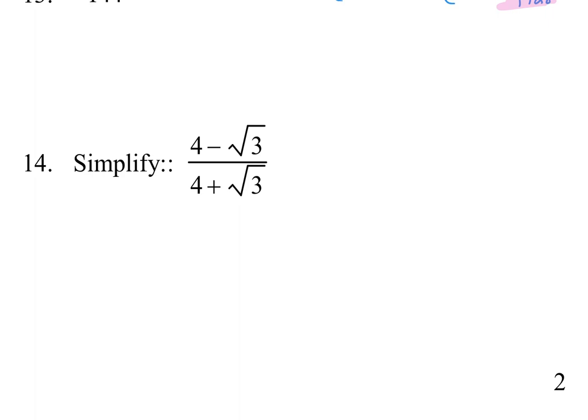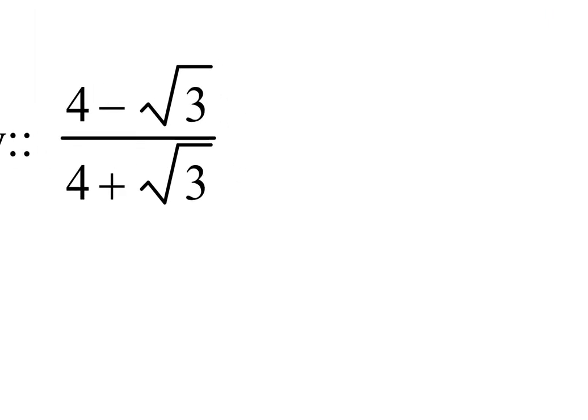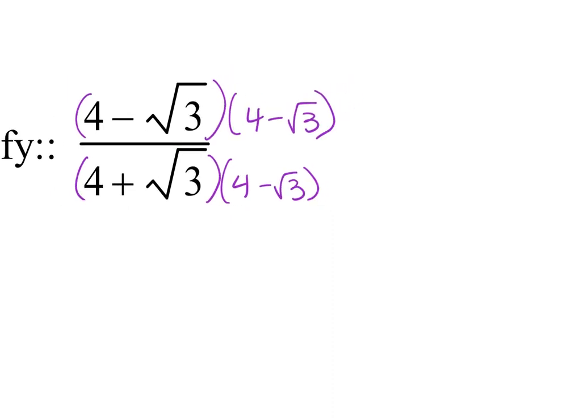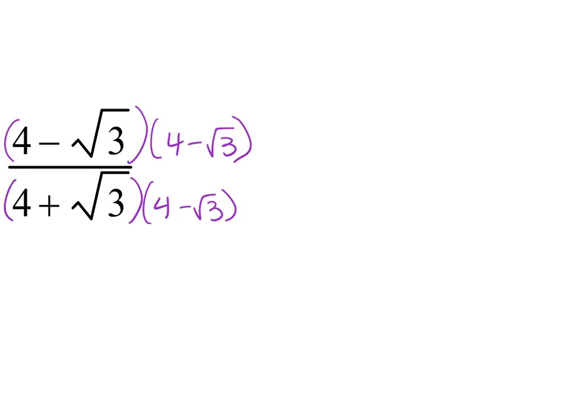Number 14, this time we've got a square root in the bottom, but it's an expression. So instead of just multiplying by square root 3, we have to multiply by the opposite. So this is going to be 4 minus square root 3 in both the numerator and the denominator. Now the top is not opposite, so you can't use the shortcut. You're going to FOIL it out.